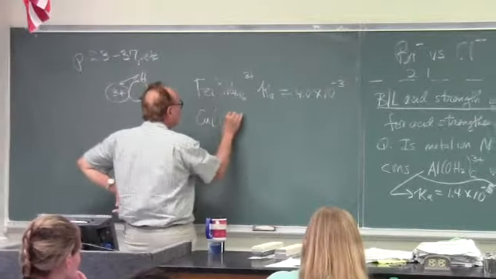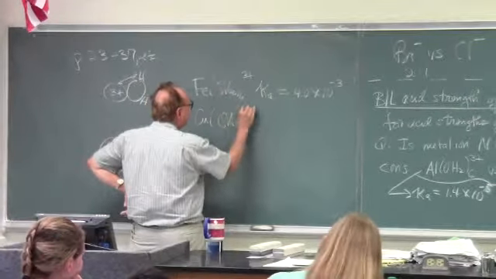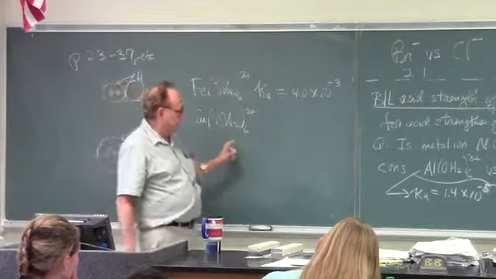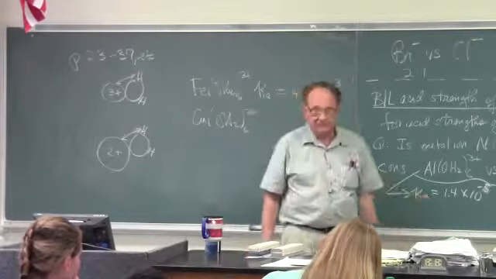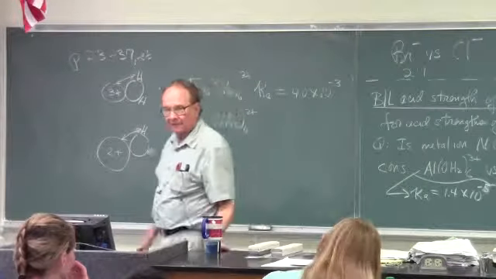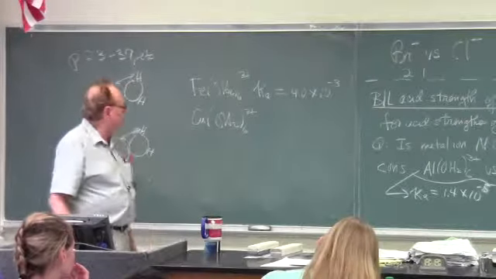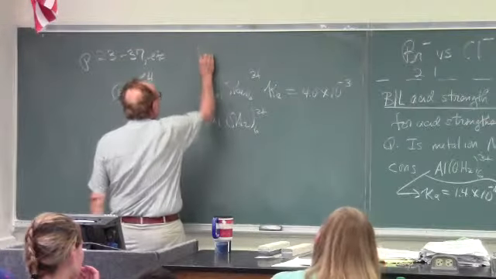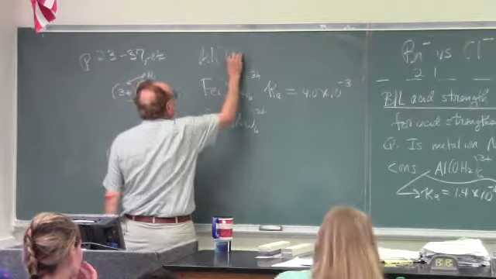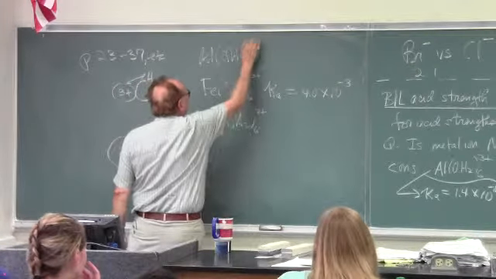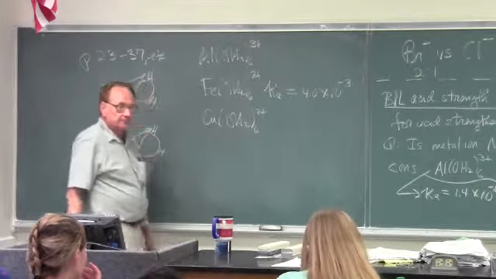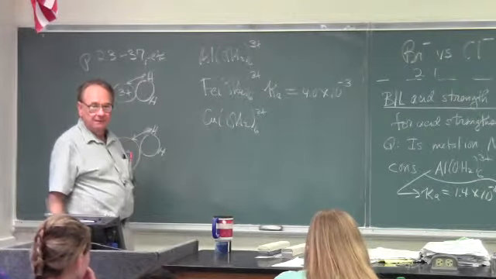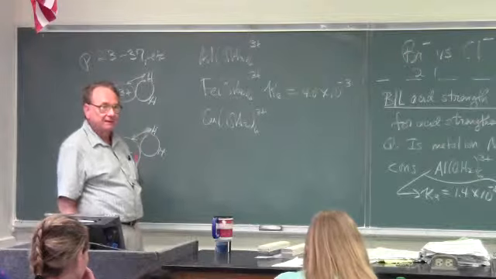Let's put this up there. How does this Ka compare to 1.4 times 10 to the minus 5? 1.4 times 10 to the minus 5 is Ka for hydrated aluminum ion. Of these three, which is the weakest acid?